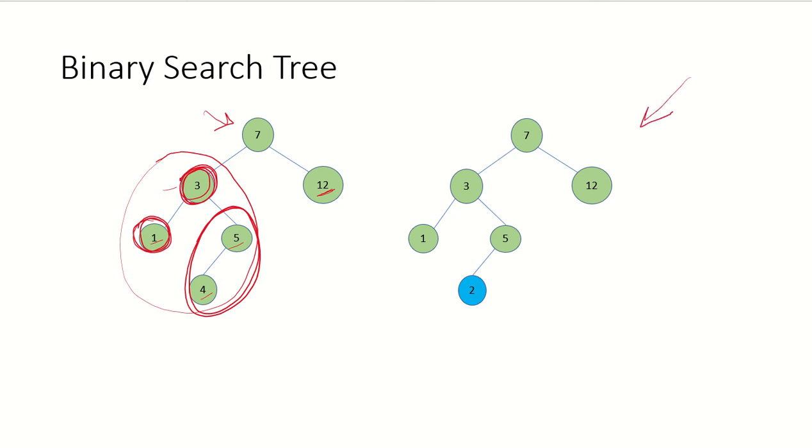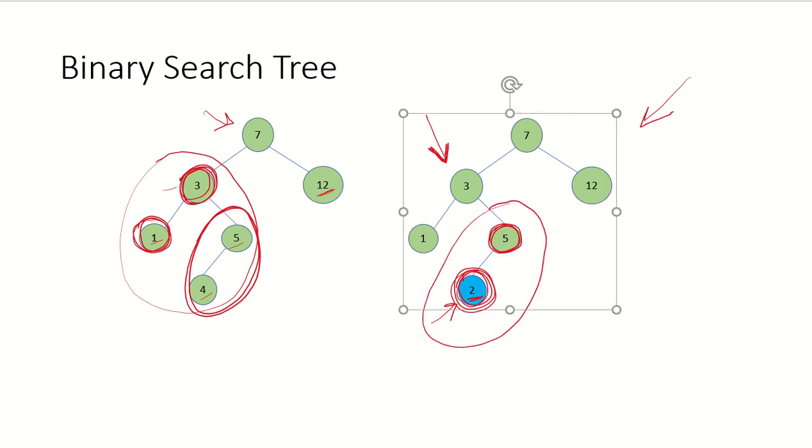Let's take this example. Suppose we have a value 2 over here. This is less than the value 5, which is the root node or the parent node of this node. But this is not a binary search tree because this 2 is on the right side of the node having a value 3. And all values in the right subtree of 3 should be greater than 3. So this is not a binary search tree.